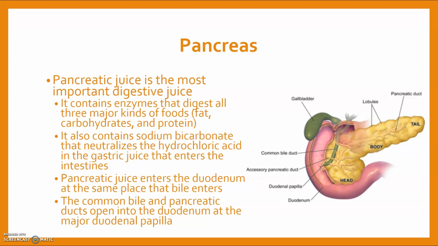Pancreatic juice enters the duodenum, which is the first segment of the small intestine, at the same place where bile is going to enter in. The common bile and pancreatic duct open into the duodenum at the major duodenal papilla. And papilla just simply means a small rounded protuberance.